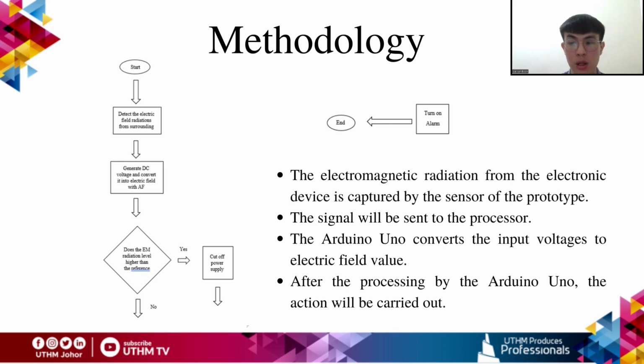For example, when the electromagnetic radiation level in the signal is higher than the reference, the prototype will cut off the power supply given to the electronic device. Other than that, the buzzer connected to the prototype will give out sound to warn the user.